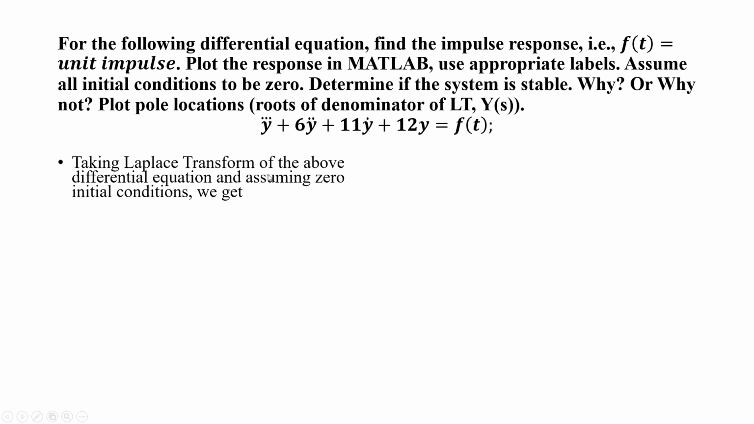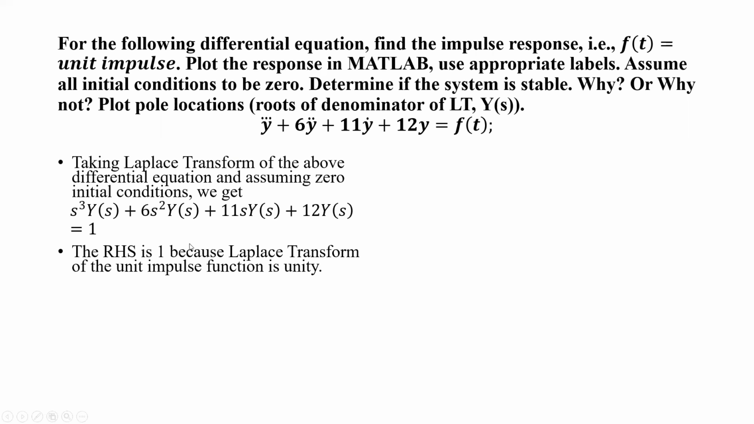Firstly, we'll take the Laplace transform of the above differential equation, and we will assume that initial conditions are 0. After doing this, we'll get this equation in the Laplace domain. The Laplace transform of the triple derivative of y gives s cube Y(s), the double derivative of y gives s square Y(s), the single derivative gives s times Y(s), and from y we get only Y(s). And on the right hand side, the unit impulse signal, by taking its Laplace transform, is 1. So on the right hand side, we can see 1.